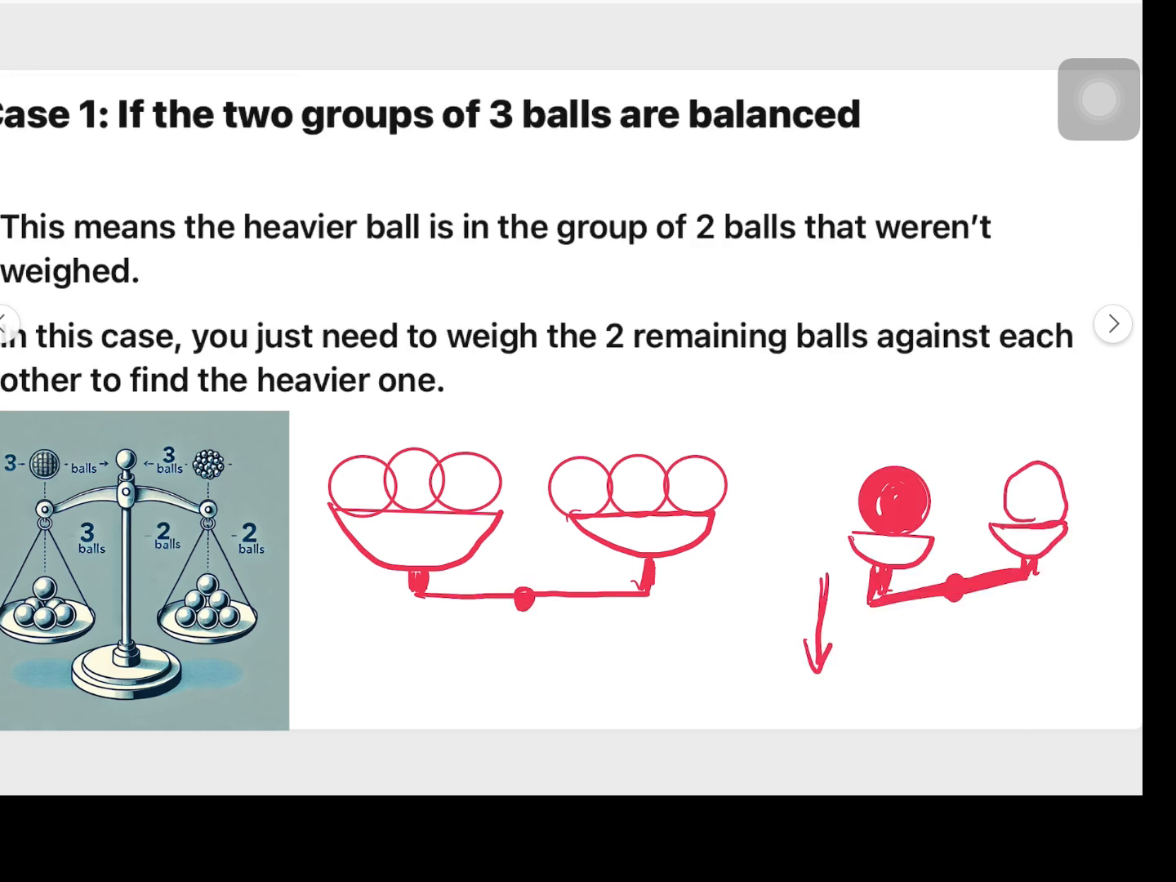First case, if the 2 groups of 3 balls are balanced, this means the heavier ball is in the group of 2 balls that weren't weighed. So in this case, I just need to weigh the 2 remaining balls against each other to find the heavier one. In this case, I used only 2 measurements.